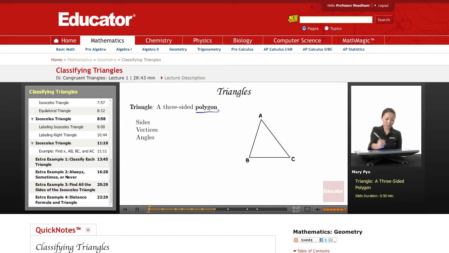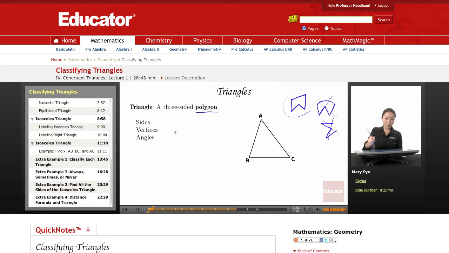Now, a polygon is any figure that has sides and it's closed. So, a polygon can look like that, okay, as long as it's closed and all the sides are straight. If I have that, it would not be considered a polygon. And if I have just maybe something like this, that's not a polygon either because it's not closed. So a triangle is a polygon with three sides.